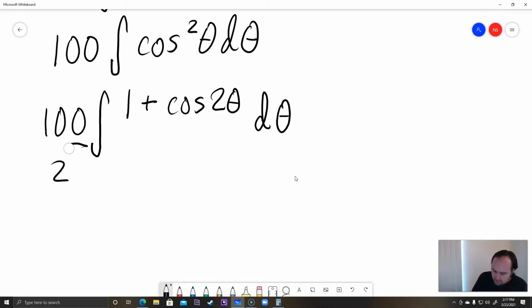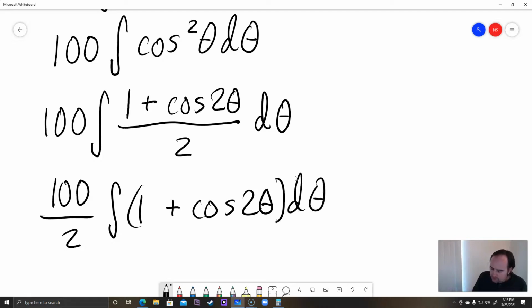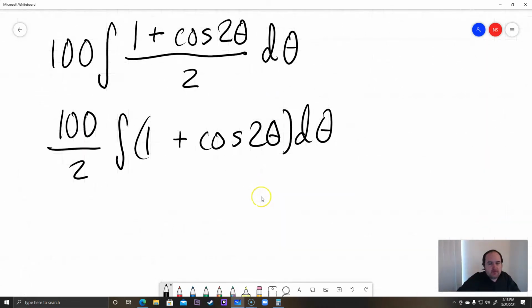Sorry, I was having a little brain fart there. Let me write this out. So we've got 100 over 2 out front, and then we have the integral of 1 plus cosine of 2 theta d theta. Okay, and 100 divided by 2 is 5. What? I really am having a brain fart. 100 divided by 2 is 50. Whew, that was hard math. Okay, so we have 50 here.